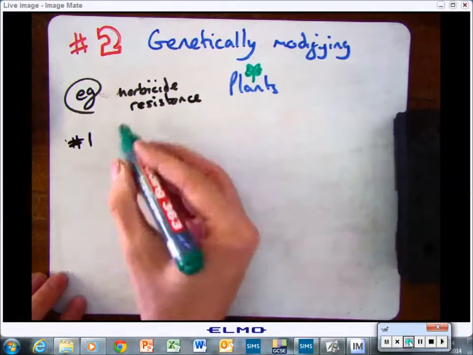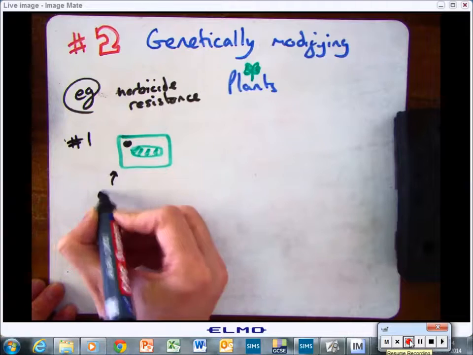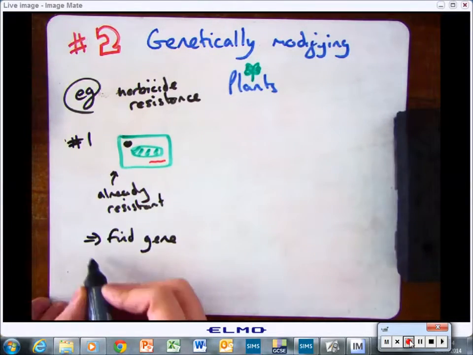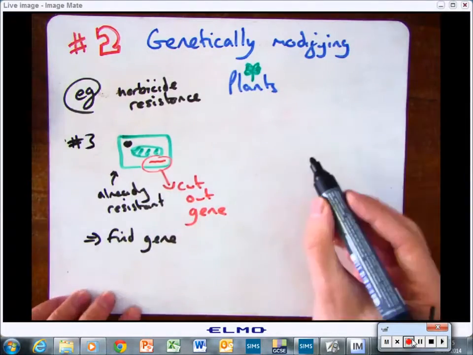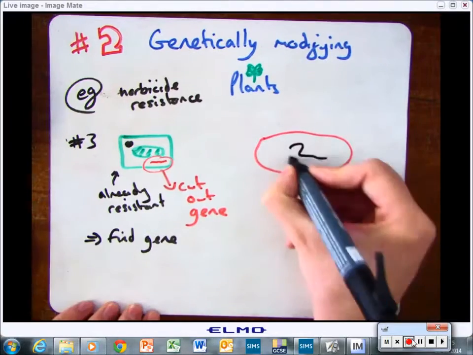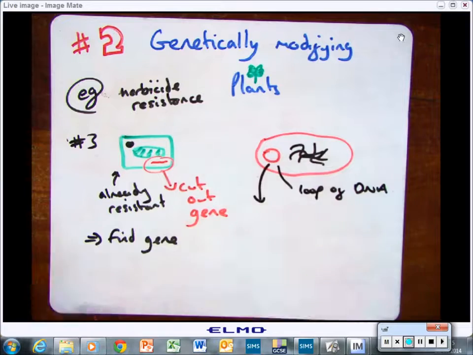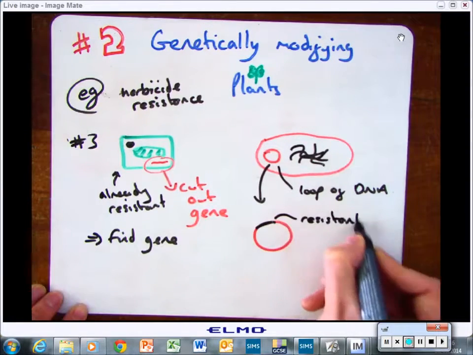The key example is for herbicide resistance in a plant. So if you've got a plant that already has a resistance to herbicide and you can work out what gene is responsible, what they can do is take that gene from the plant and then take this bacterium, the Agrobacterium tumefaciens, and take a circular loop of DNA out of it and then cut it open, inserting your herbicide resistance gene.